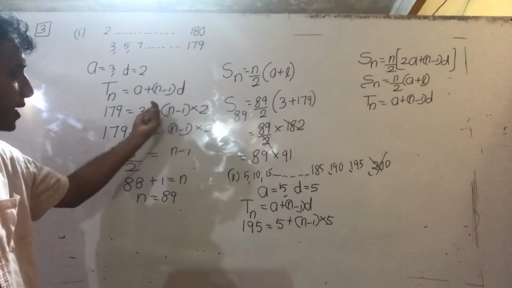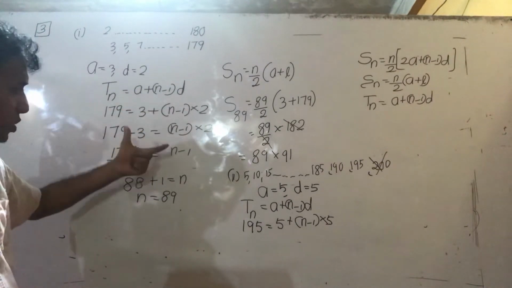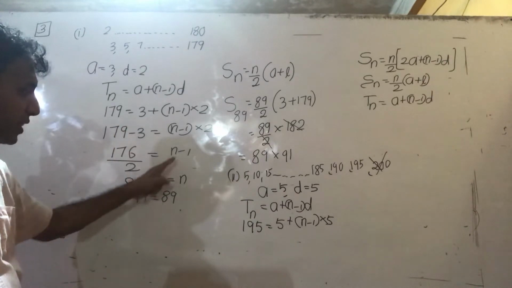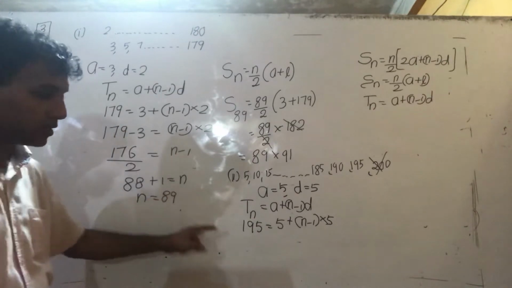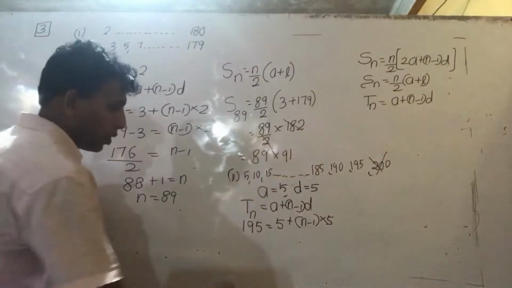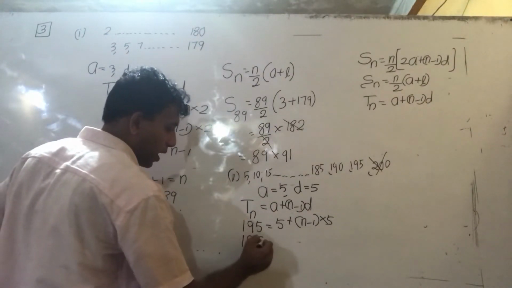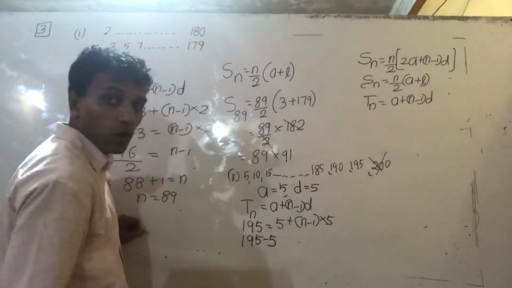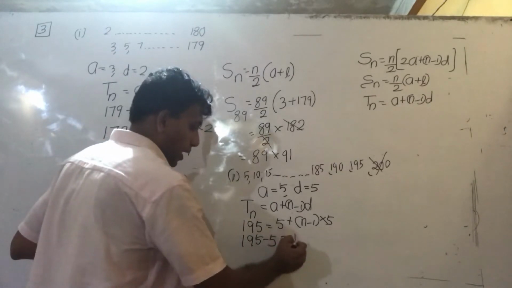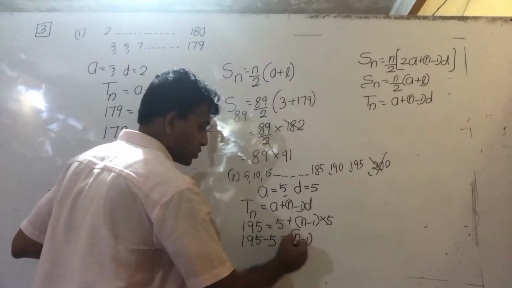Don't multiply the bracket and waste the answer. Use the tricky, quick method to find the n value, making n the subject. Take the 5 to this side: 195 minus 5 equals n minus 1 into 5.